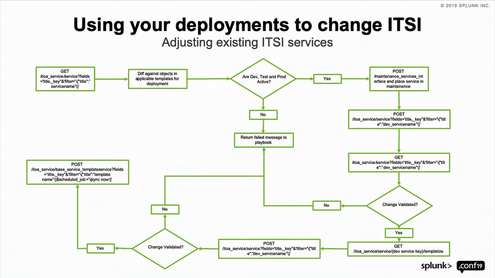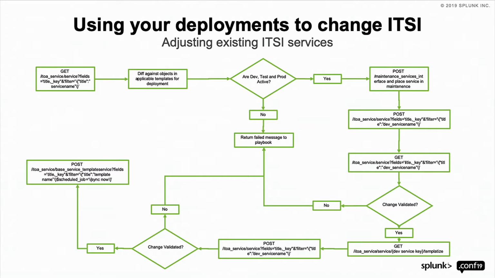So in this flowchart, this is for making adjustments to your services in your environment using the API. So this is a situation where if you have an Ansible playbook, if you have a Chef cookbook, you can use the API and create tasks that concurrently adjust your monitoring based on whatever your other deployment activity is.